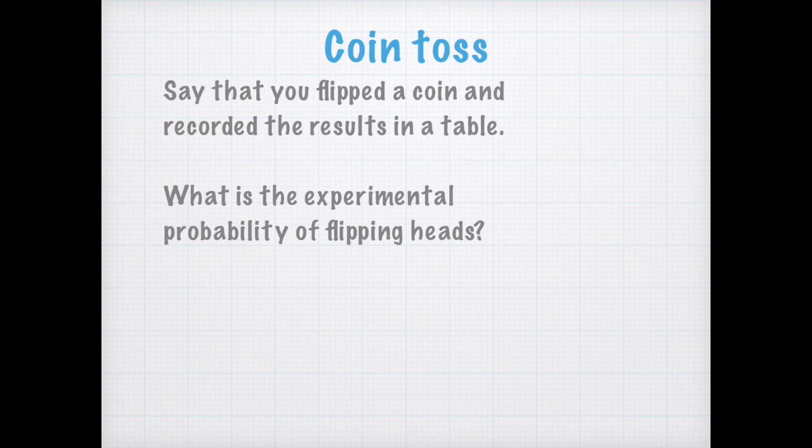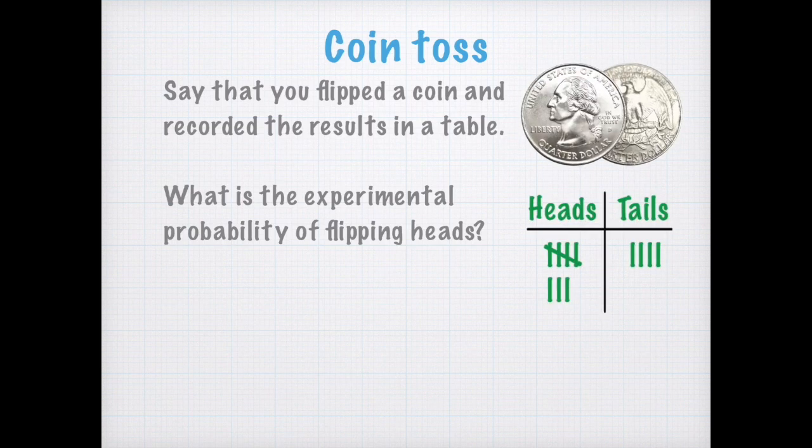Another good example of experimental probability is a coin toss. Say that you flipped a coin and recorded the results in a table. What is the experimental probability of flipping heads? The first thing we need to do is total the tally marks in the table. We have 8 heads and 4 tails for a total of 12.